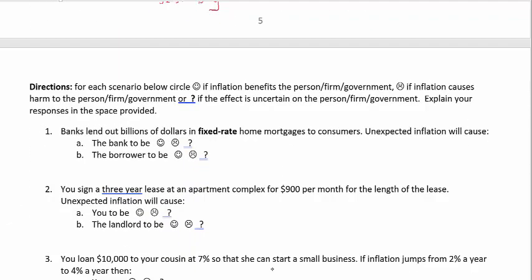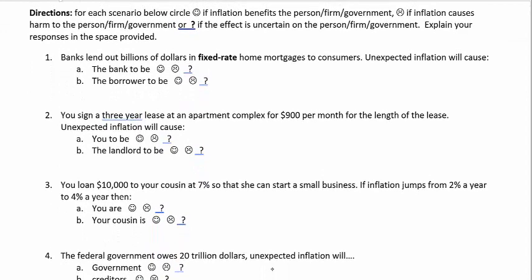Okay? So we have several more examples where we look at real interest or real income changes to determine if people gain or lose from inflation. So when banks lend out billions of dollars in fixed-rate home mortgages to consumers, unexpected inflation will cause, well, the bank is going to be sad and the borrower is going to be happy. Alright, and that's because the real interest rate is going to decrease. So borrowers like it when the real rate decreases, but banks don't.